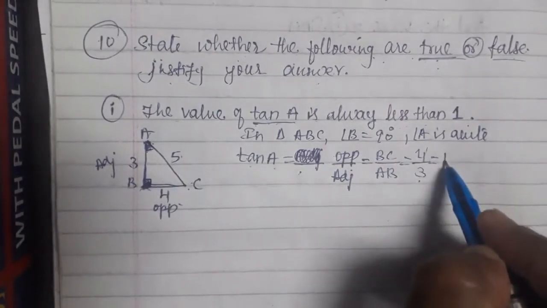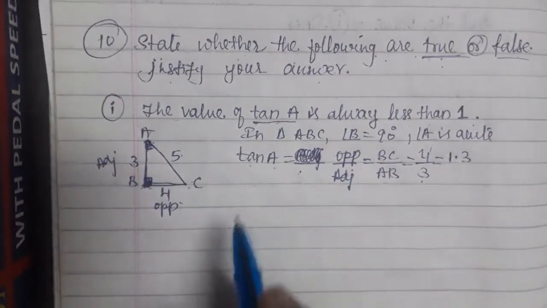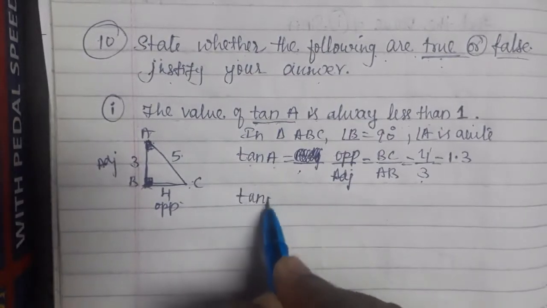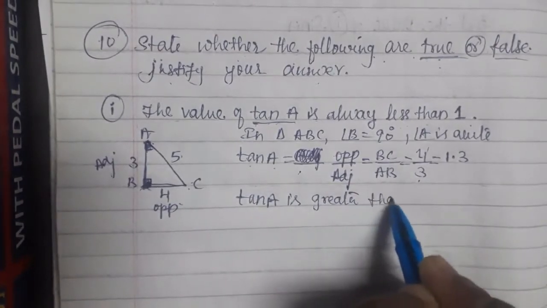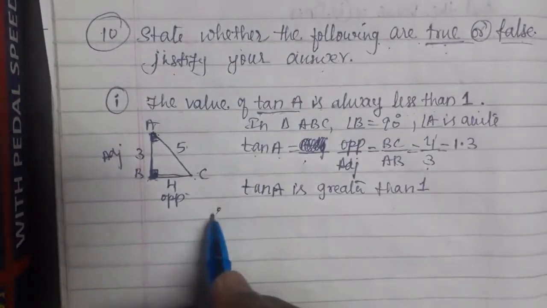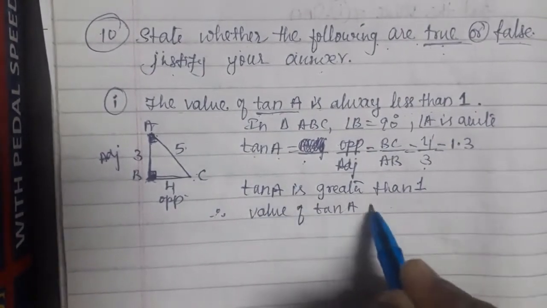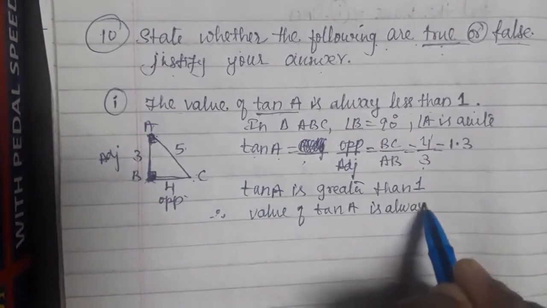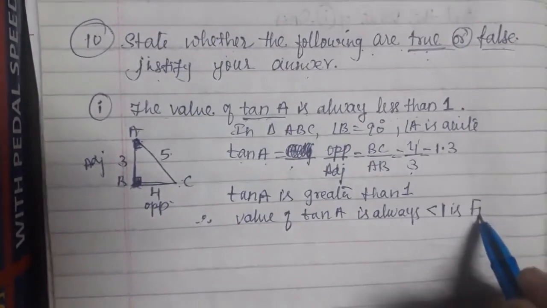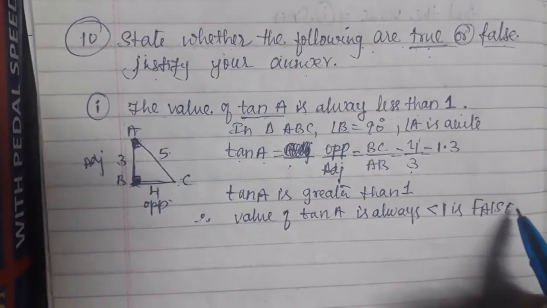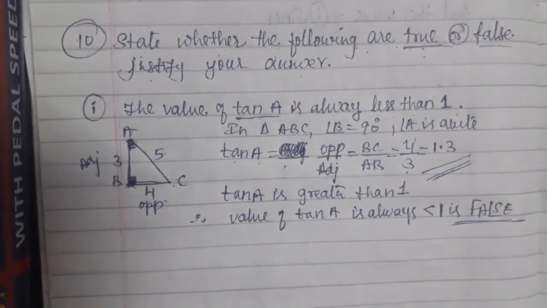So when you divide 4 by 3, you will get 1 remainder 1. So what is this showing? Tan A is greater than 1. Therefore, the statement that the value of tan A is always less than 1 is a false statement. It can be greater than 1. We have proved it already here.